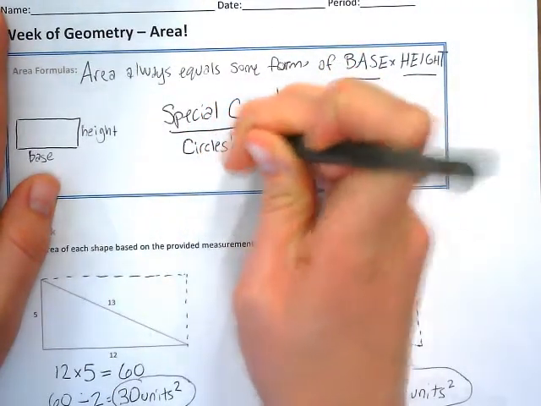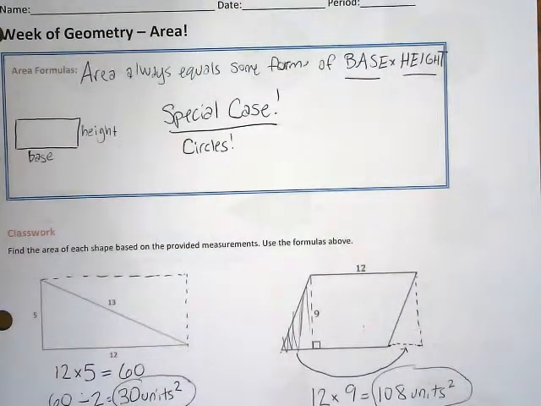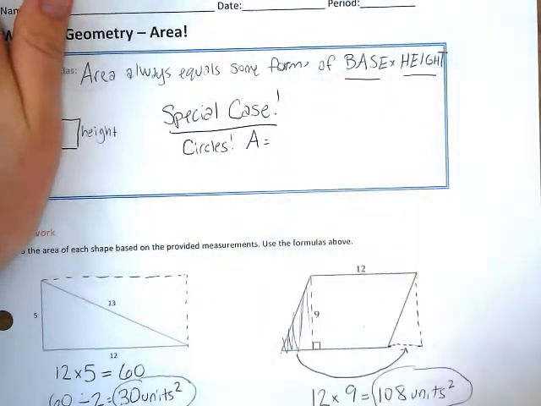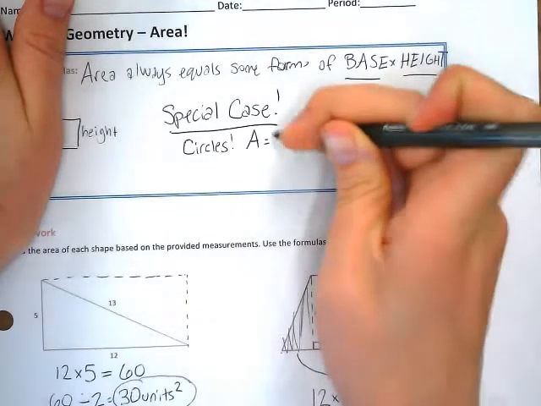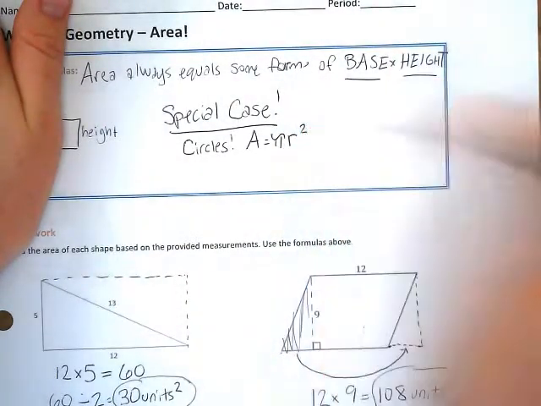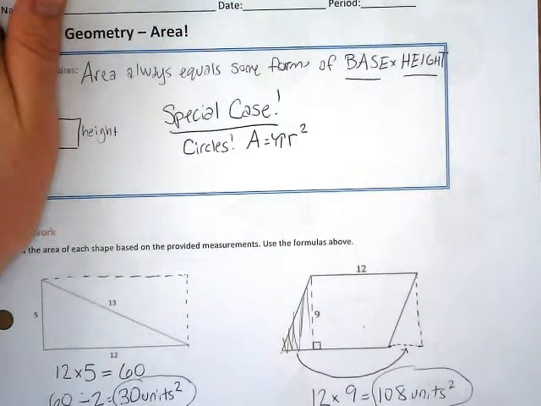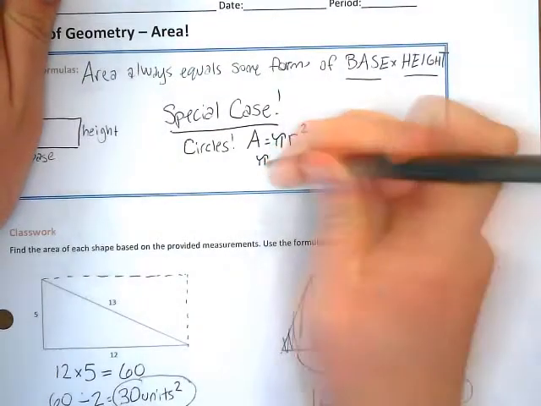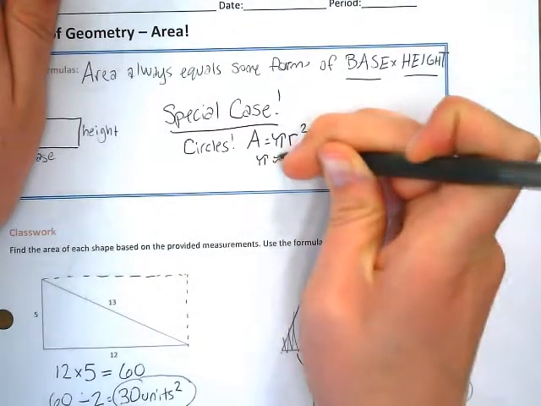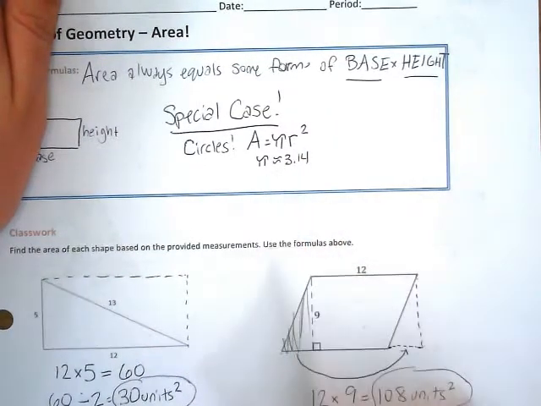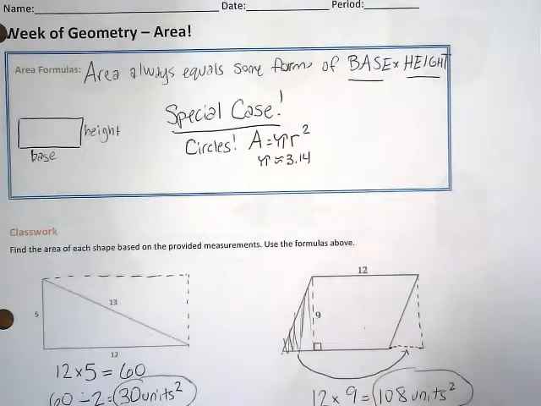Circles. Circles are a special circumstance. The area of a circle, which we call A, equals pi r squared. Now, we've used these things a little bit before, but if you can't remember, pi, that little symbol right there, is approximately 3.14. That's why I did that kind of equal sign. Pi is about 3.14.